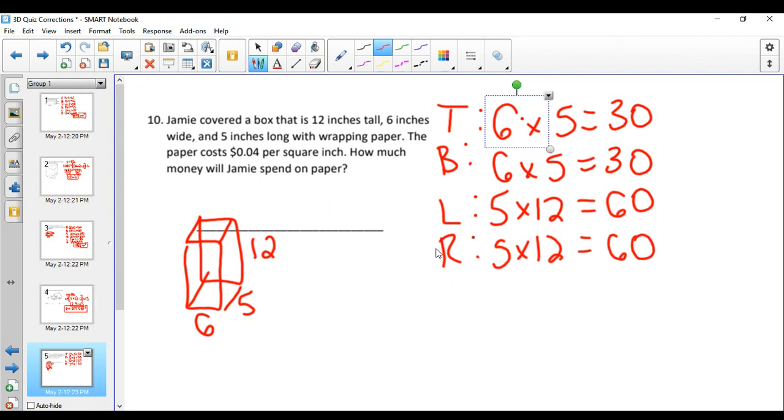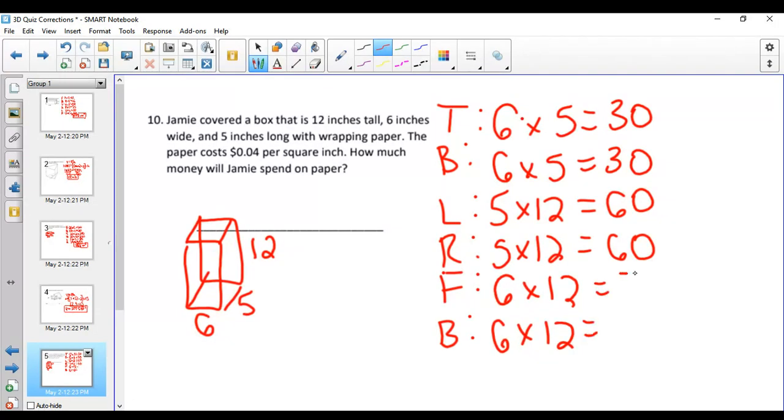Okay, and then what do we have left? Front and back. The front face looks like it is 6 by 12. And then the back will be congruent to that. So that gives us 72. Okay, now I'm going to add all 6 of those faces together to figure out the surface area, and that comes out to be 324 inches squared.